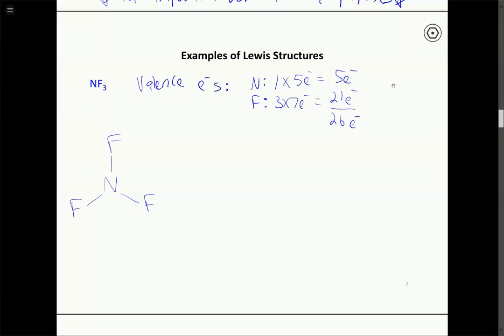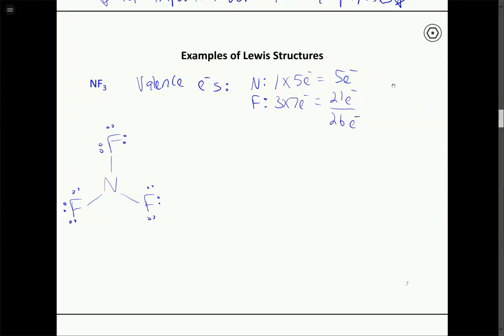The first thing we do is complete the octet of the outer atoms by adding 3 lone pairs to each one, 6 more additional electrons. So now each of these fluorines has its complete octet, 2 from the bond and the 6 non-bonding electrons. After this point, we take a quick count.